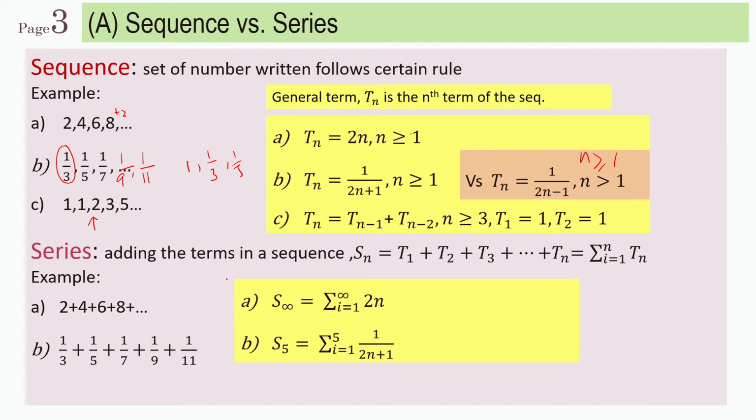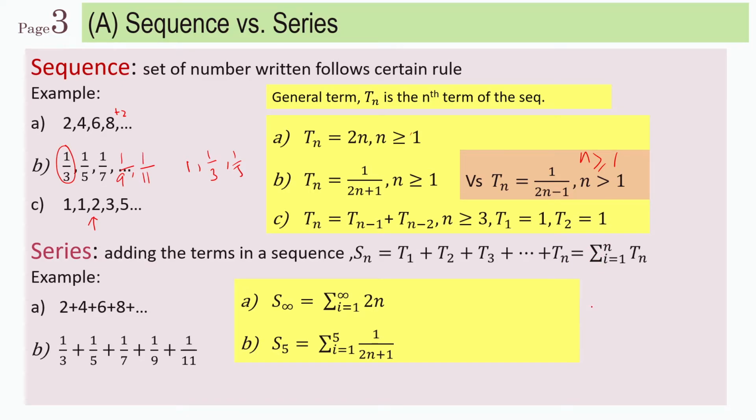Okay, and what is a series? A series is actually adding the terms in a sequence, and normally we use S. S stands for the sum of the nth term. It means that you are summing from T1, the first term, the second term, the third term, until the nth term, or sometimes we use the notation sigma.